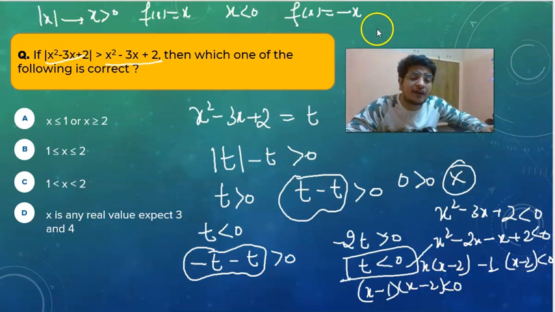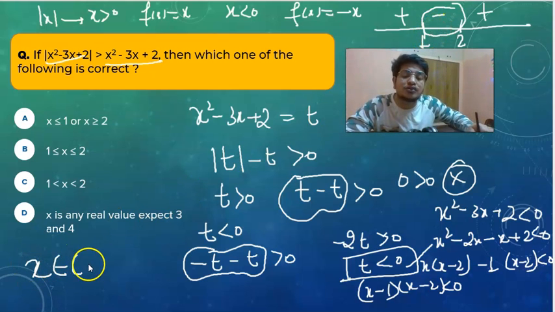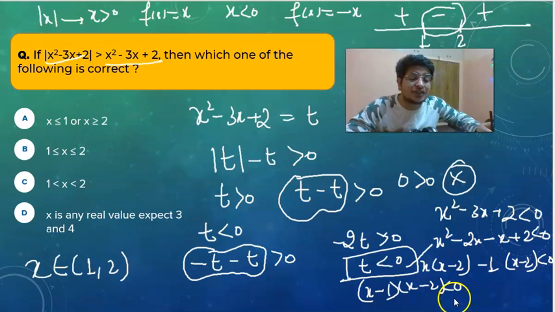Now if I put it on the number line, I write 1 here and 2 here. Here I will write the signs plus, minus, plus. We know that it is less than 0, which means I have to take only this region, which means x belongs to 1 to 2.